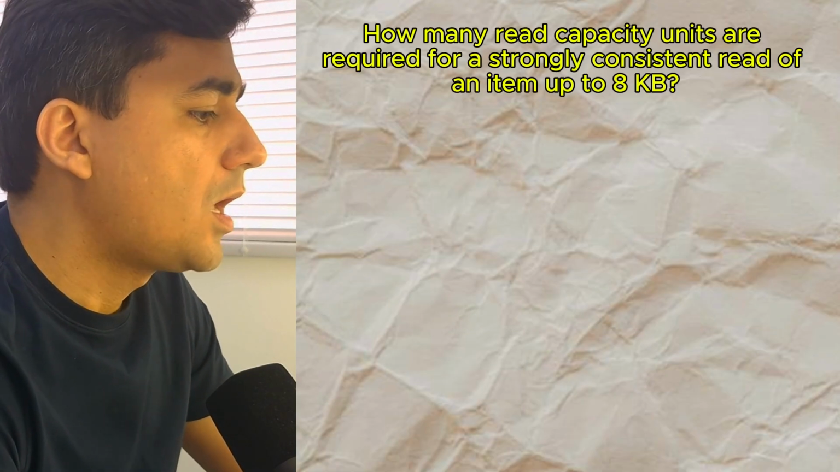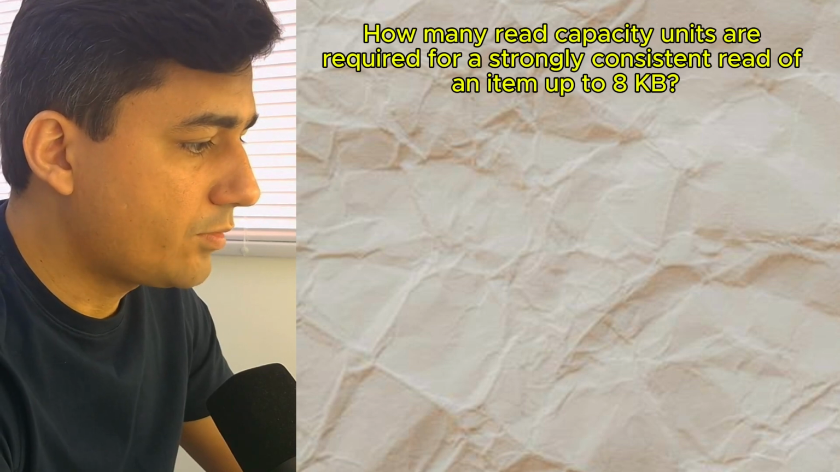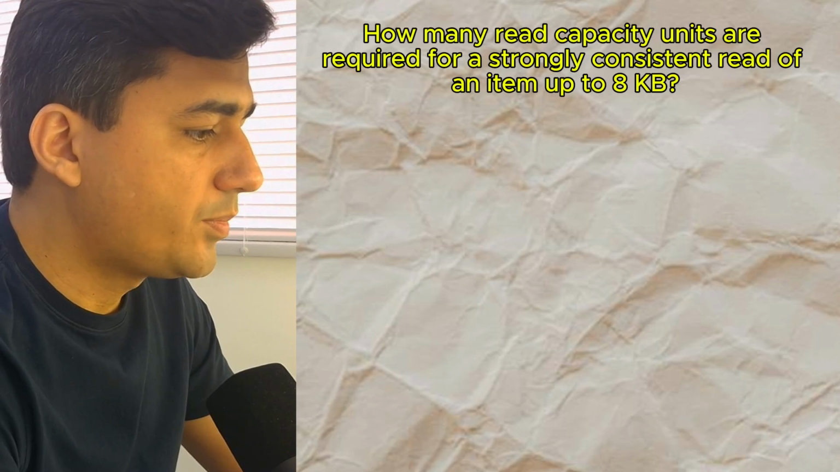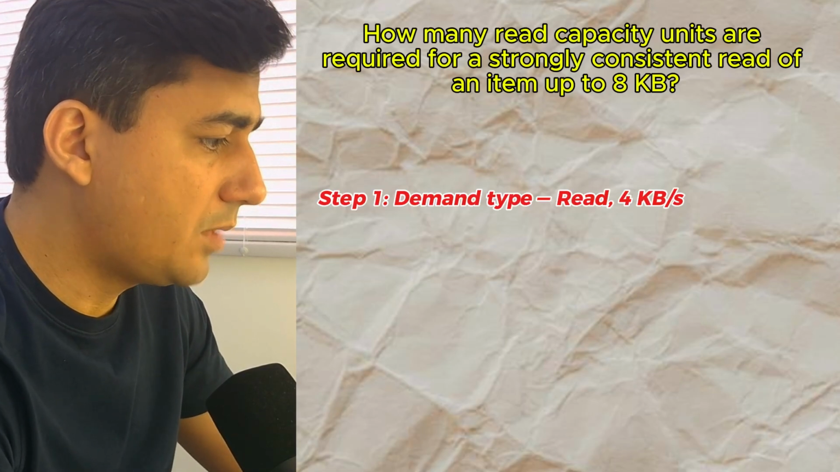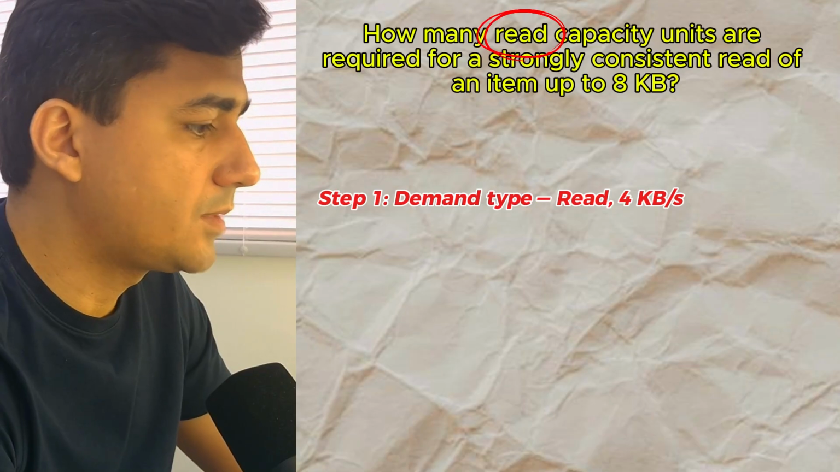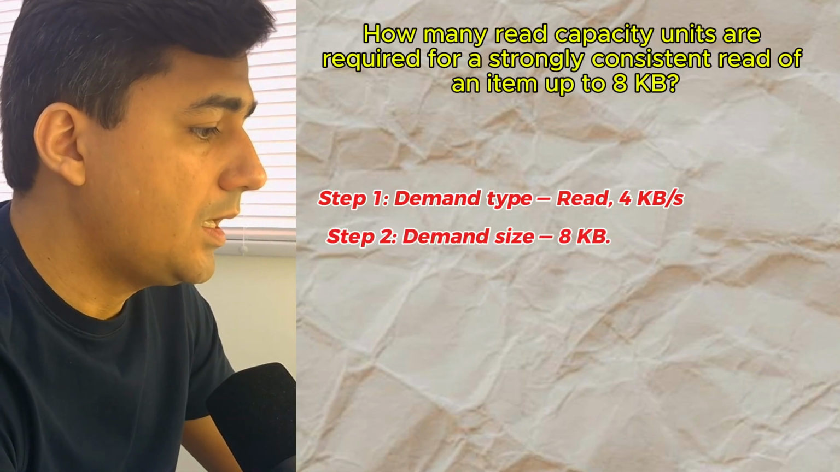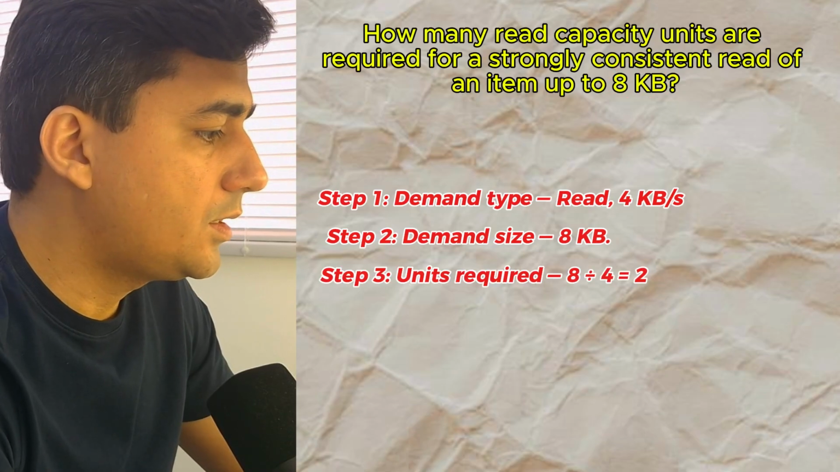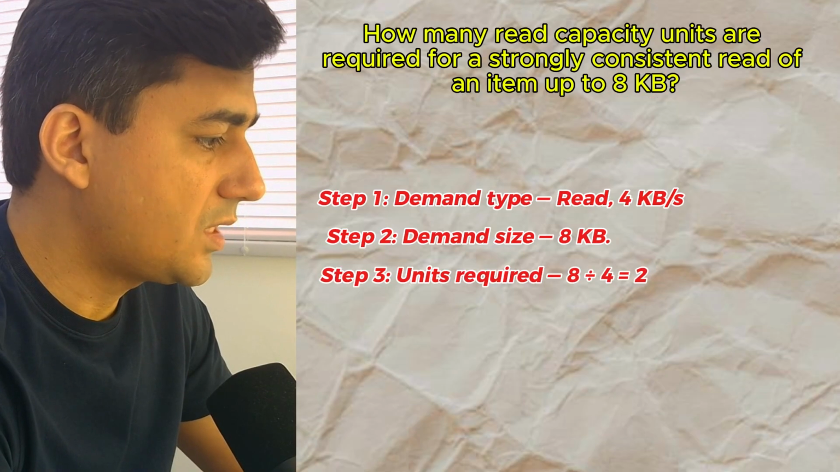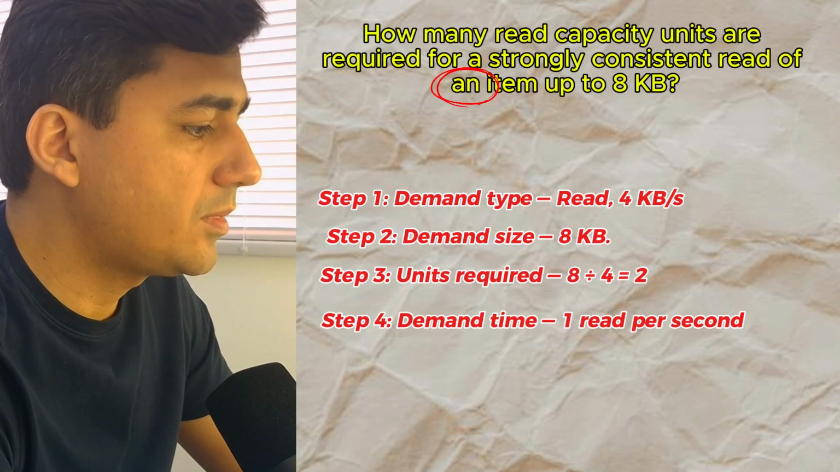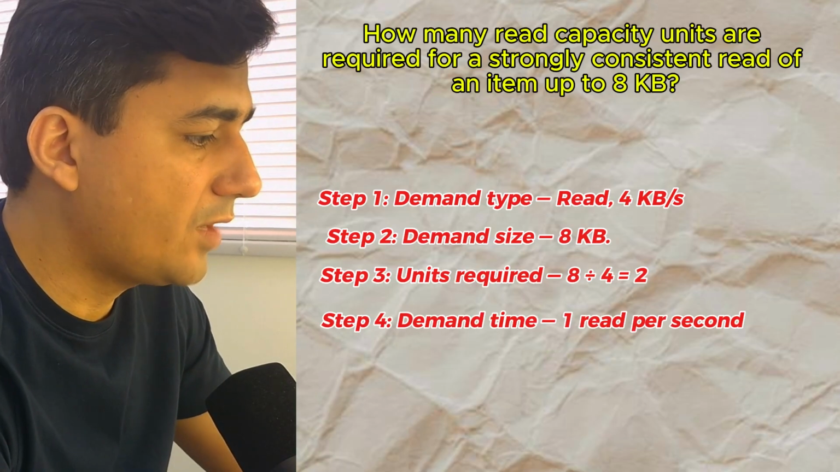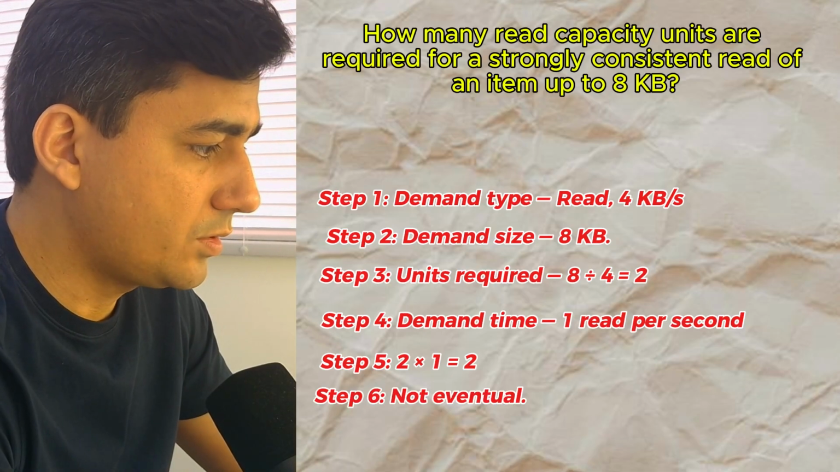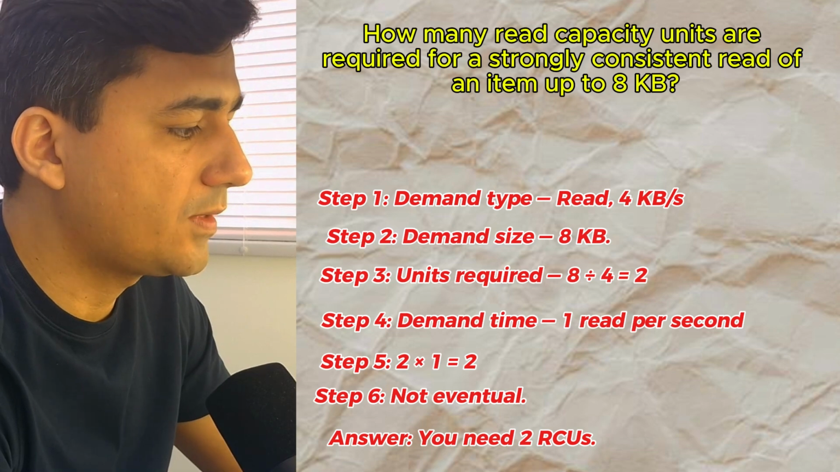Next question. How many read capacity units are required for a strongly consistent read of an item up to 80 kilobytes? Step 1. Demand type. Read, 4 kilobytes. Step 2. Demand size, 80 kilobytes. Step 3. Units required. 80 divided by 4 equals 20. Step 4. Demand time, 1 read per second. Step 5. 20 times 1 equals 20. Step 6. Not eventual. Answer. You need 20 RCUs to handle this demand.